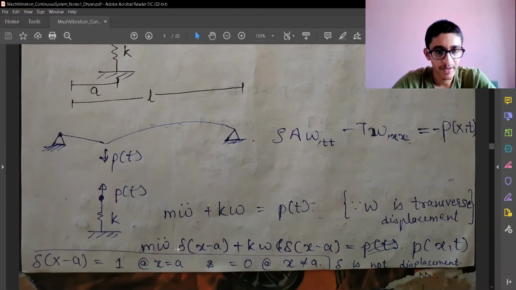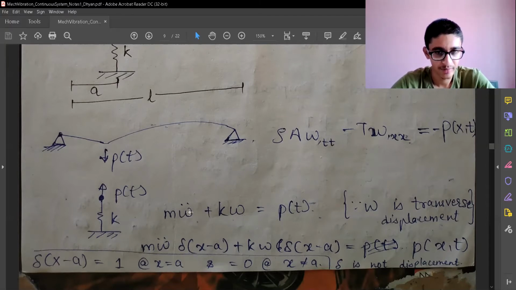Now we are going to define a new function, delta. Delta of x minus a will be equal to 1 when x is equal to a, and equal to 0 when x is not equal to a. So we are just defining this function. Delta is not a displacement, it is just a function of x minus a. When x is a, it is going to be 1. So it is just a convenience for us.